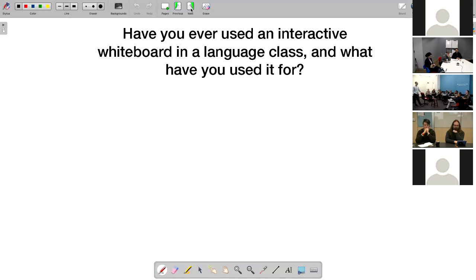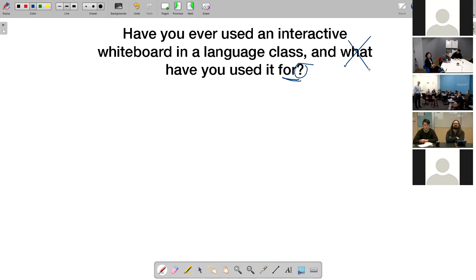I can use it when I teach text, close reading. When you have an interactive whiteboard, you can draw attention to elements of a text. You can interact with the text in various ways. Okay. So yeah, for text it's great.